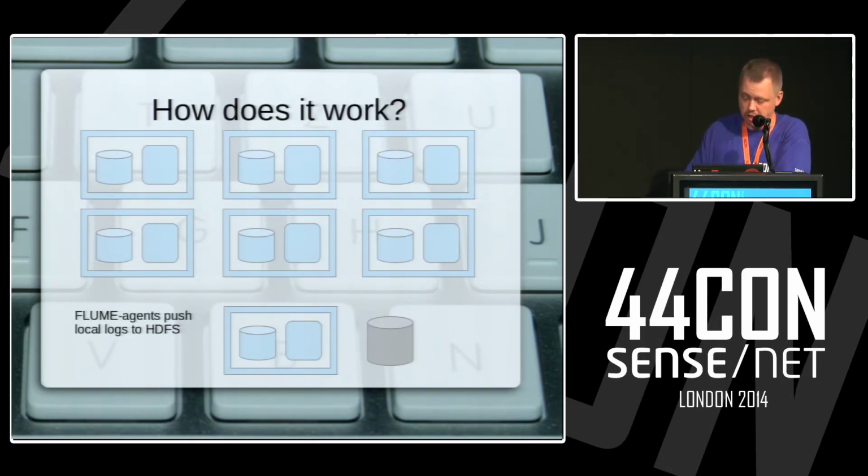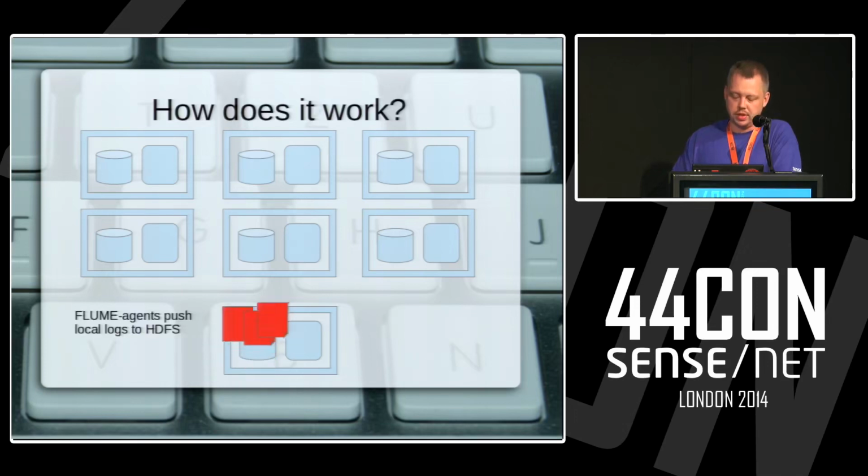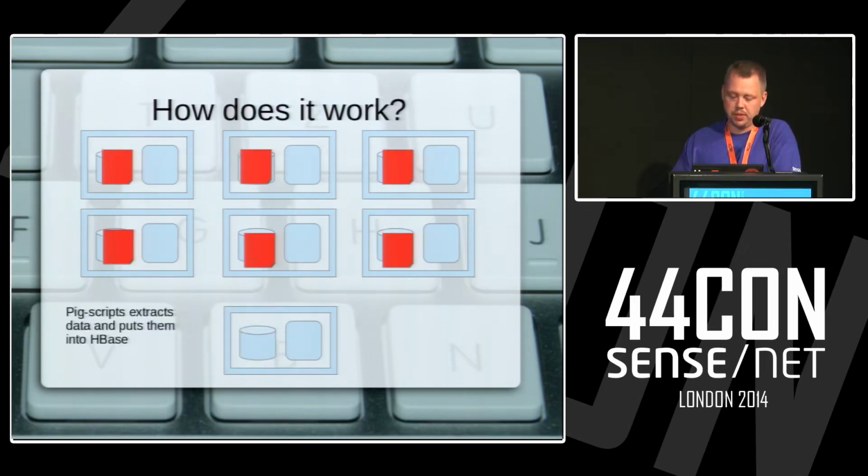So here comes the animation again. It's quite standard. Flume pushes the logs to HDFS. HDFS is spreading it across the computers. You have Pig scripts that extract the data and put it back either to HDFS or in HBase. And then you can create additional Pig scripts to extract more information.